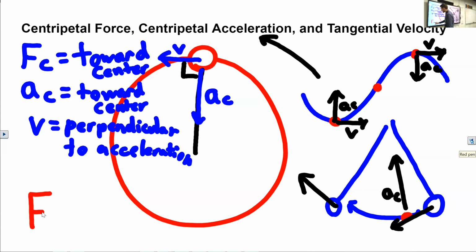Also, what is the equation for centripetal force that connects it to centripetal acceleration? Noah, do you remember? No. Okay, so what if it was not centripetal force? What if it was regular force? How do you connect it to regular acceleration?